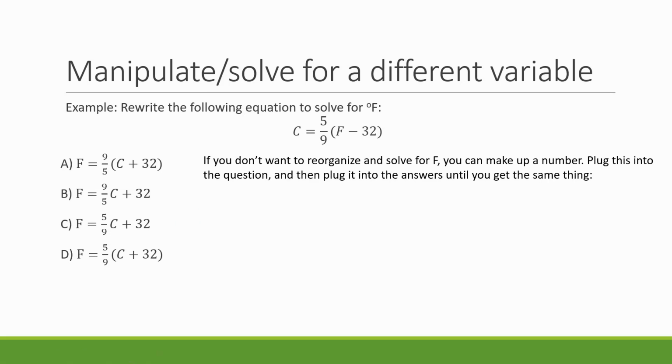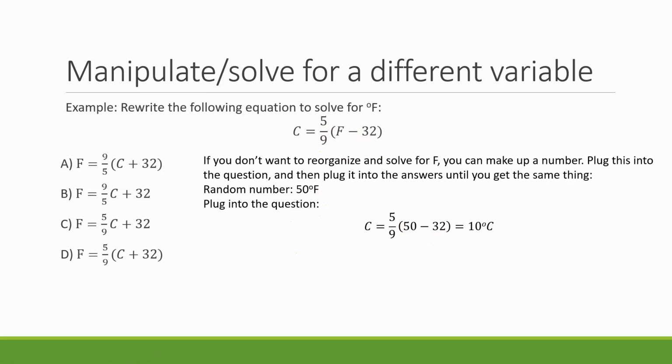So to give you an idea, let's actually do it. I'm going to pick 50 degrees Fahrenheit as my random number. So first I'll plug that into the question here. I just put 50 in for Fahrenheit, put that in my calculator, and I get 10 degrees Celsius.